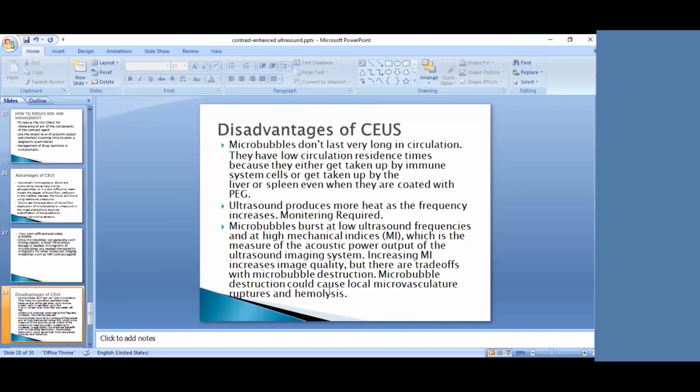Microbubble destruction could cause local microvascular rupture and hemolysis. So we don't want the microbubbles to rupture and cause hemolysis. So we are not increasing the MI, the mechanical index, although it will give us a better image quality. And we are trying to reduce the scanning time.